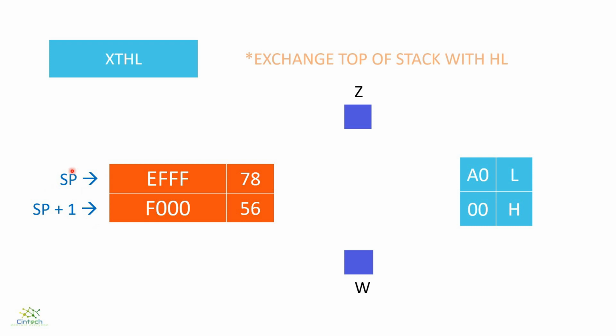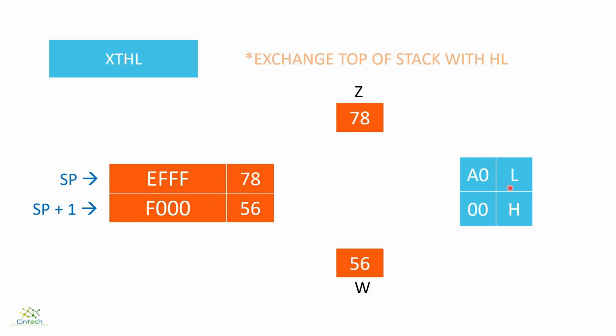Here is your SP pointing to this particular location. That means this is your top of the stack, and this particular location is SP+1, that is the consecutive memory location. This is your Z and W register, and this is your HL pair. The first step is the top two elements of this stack get copied into Z and W register, and definitely the rule has to be followed that the content of the higher address has to be copied in W and the content of lower address has to be copied in Z.